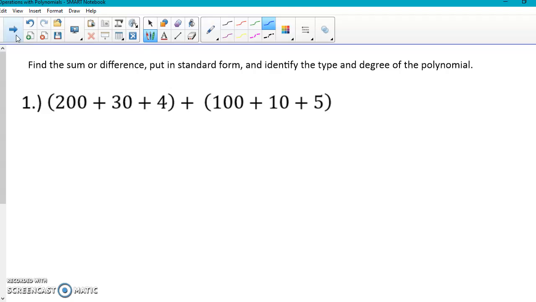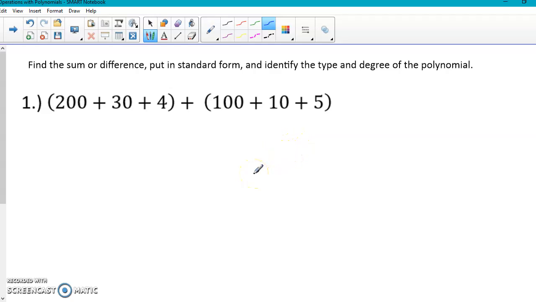We have to put it in standard form. So in our last lesson that we just did, standard form means in order from greatest to least exponent. And identify the type and the degree of the polynomial, meaning tell me what his first name and last name is, which was from the last lesson as well.